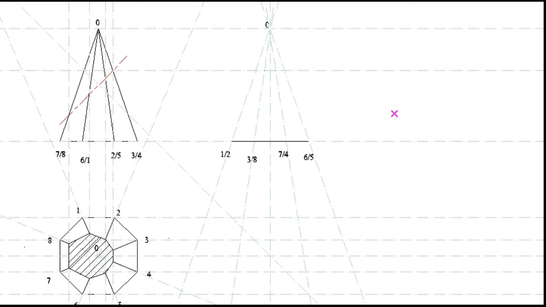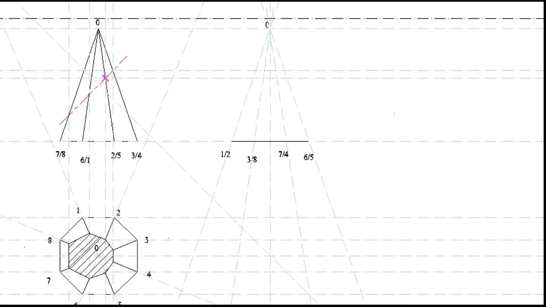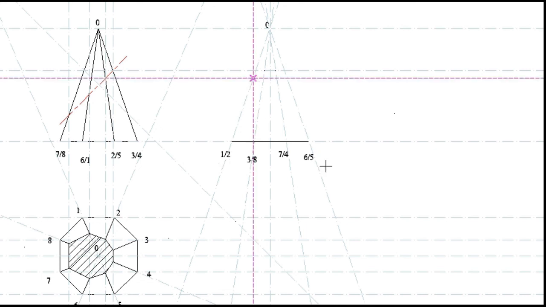And then again, I will draw a construction line which will affect point number 2 and 5, which is this point. So I will draw a construction line from where this intersects to my left view. And then I go to my left view and look for number 2 and number 5, where number 2 is here on this line and number 5 is here on this other line.